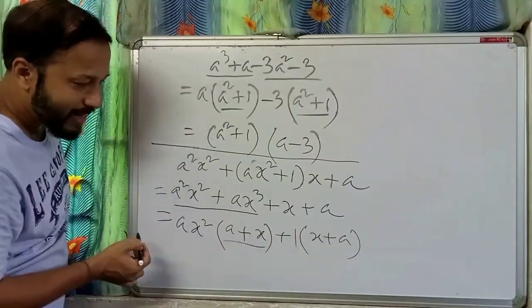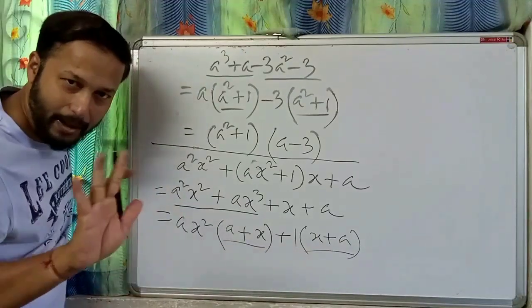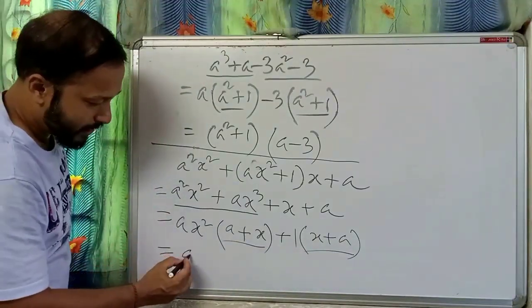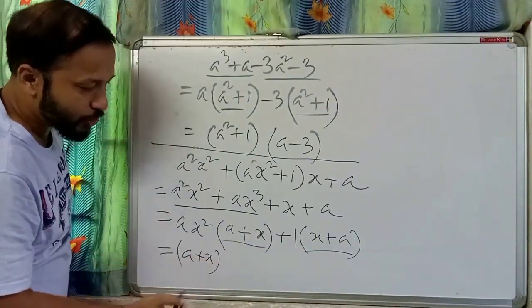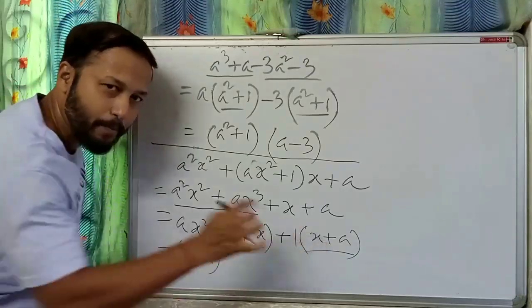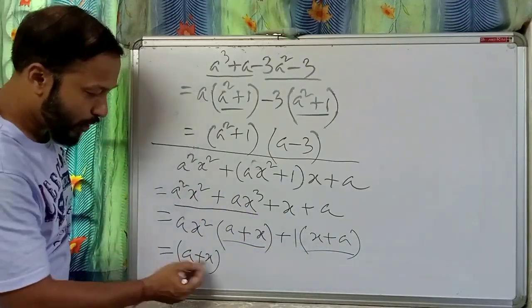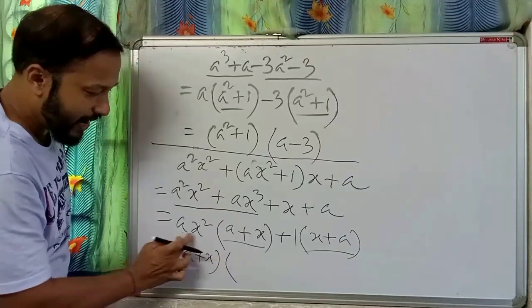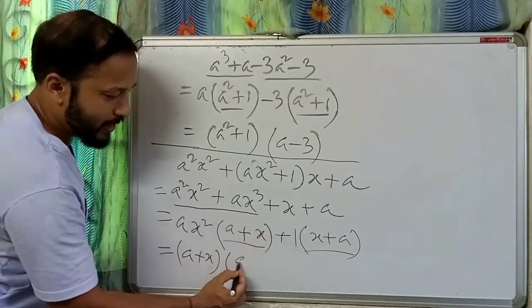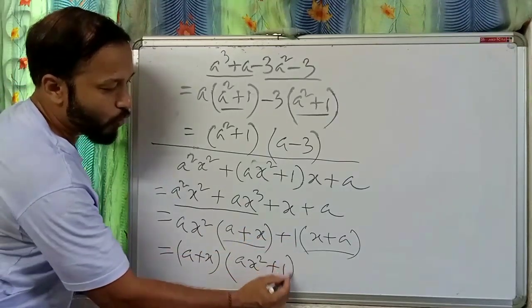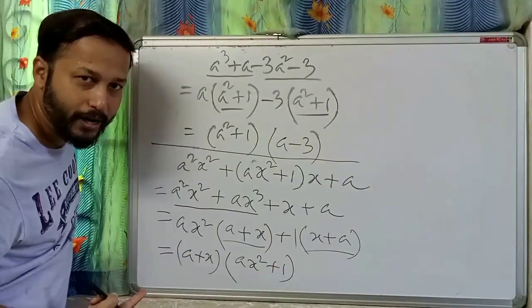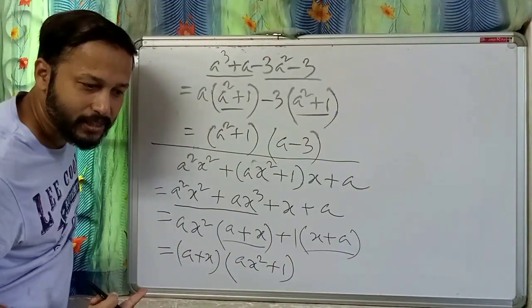See here, a plus x and x plus a are the same, so just take common a plus x. Understood? A plus x and x plus a both are the same, so I have taken common. What is left? ax square plus 1. Try to understand this. Okay, let's move to the next sum.